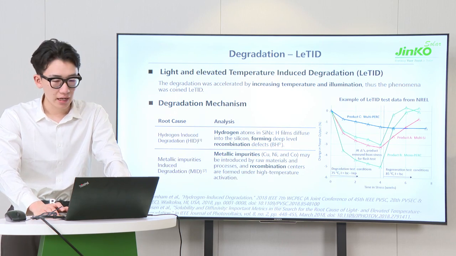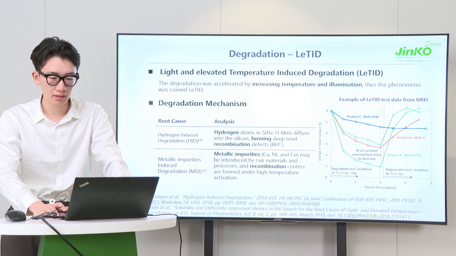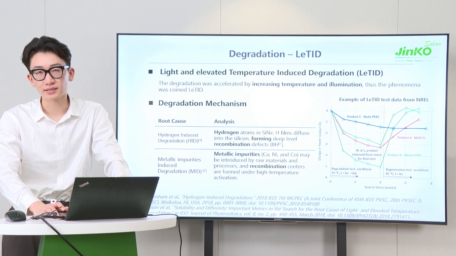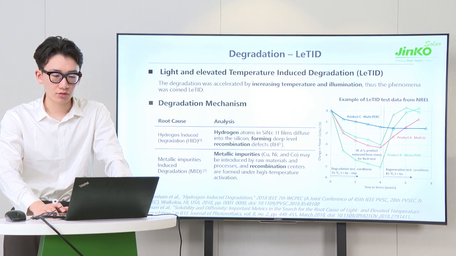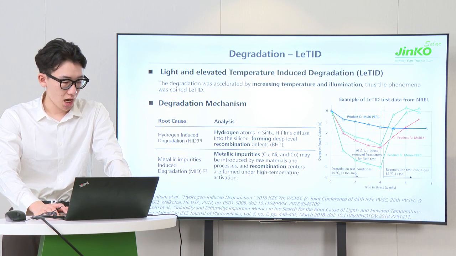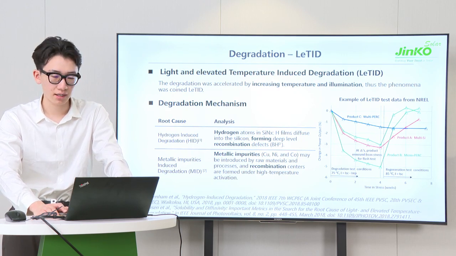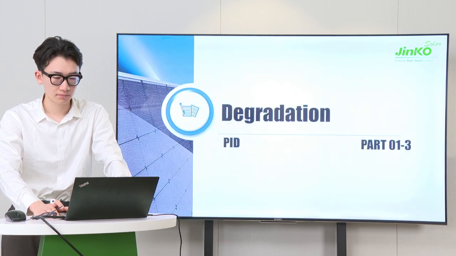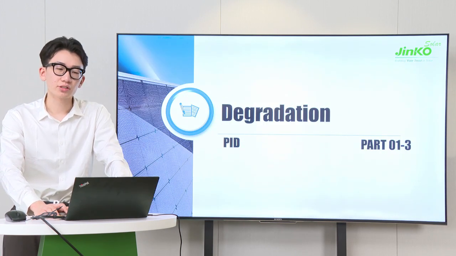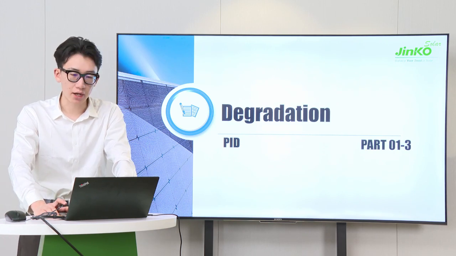For HID, hydrogen atoms in anti-reflection films diffuse into the silicon. Hydrogen ions tend to neutralize and bind with the dopants, for example, through forming neutral boron-hydrogen species. As for MID, metallic impurities may be introduced by raw material and process, and recombination centers are formed under high temperature activation. PID is one of the important problems which we should focus on.